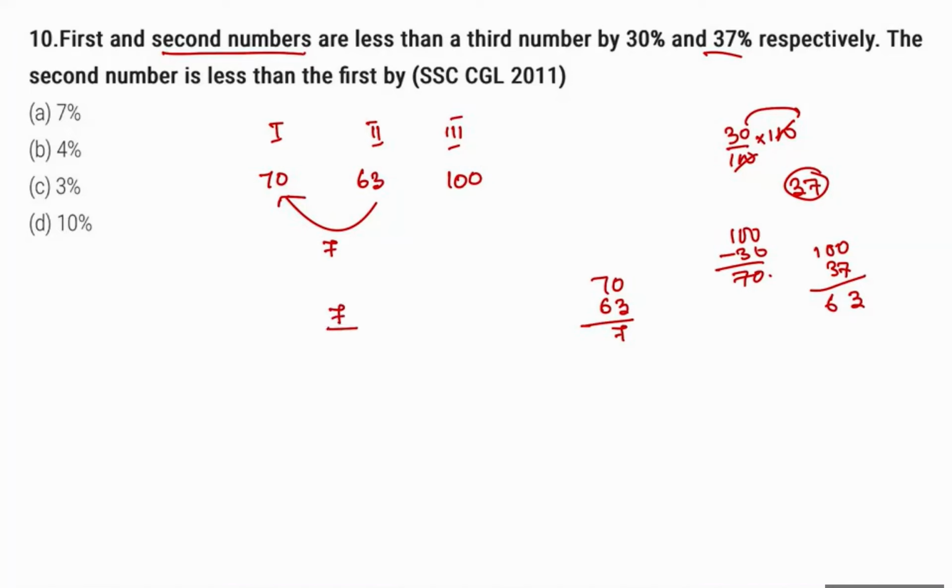We compare with the first number, so the first number is the base. Then the percentage is 7 over 70 times 100%, which is 10%. The answer is 10%. For the comparison of first, second and third numbers, take the base as 100 for the calculation.